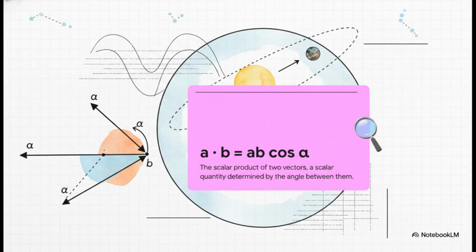When you take the dot product of two vectors, A and B, you don't get another vector. You get a single number, a scalar. You can think of it as a way of quantifying how much of one vector lies along the direction of the other. It's like asking, what is the length of vector A's shadow on vector B?